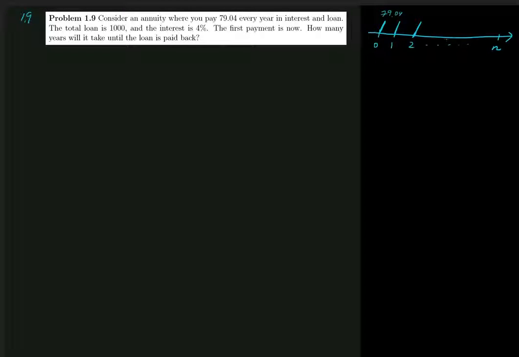Well, essentially we can see that what we have here is an annuity due, and what we're asked is what is n? How many years n does this annuity due have to last before the loan is paid back? So what is n before the 1,000 is paid back?